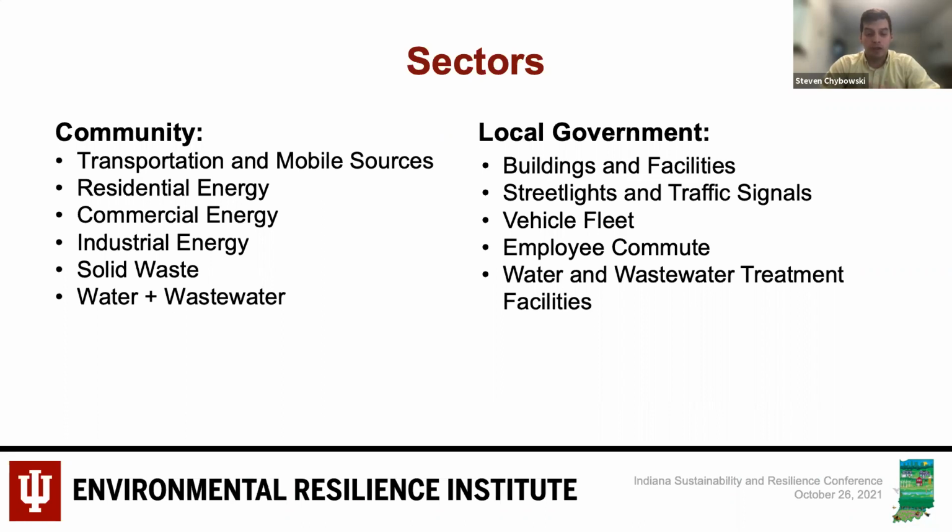Now, if the local government were looking to do a local government operations inventory, where they just focus on those things that they have direct control over, the actual city of Indianapolis, city of Bloomington branded buildings and vehicles again. For that type of inventory, what they're going to need to account for are their buildings and facilities that they operate, the streetlights and traffic signals that they're responsible for, their vehicle fleet. They're likely going to want to account for their employee commutes and the water and wastewater treatment facilities that they own and operate. So that's what a local government operations inventory would need to take into account.